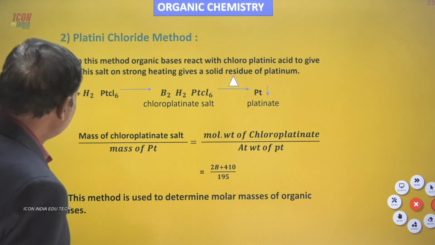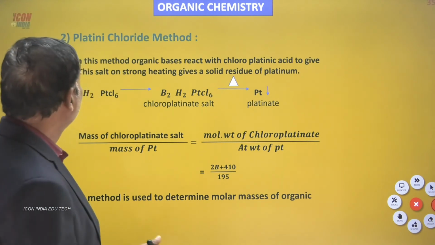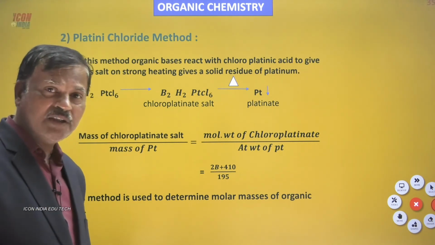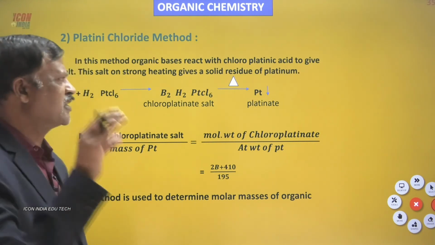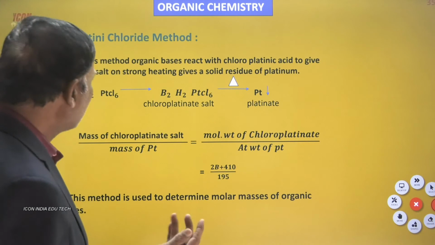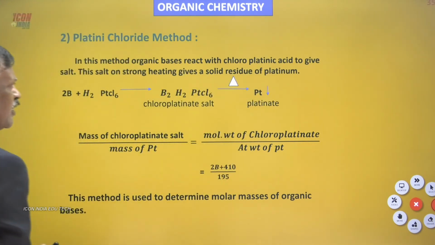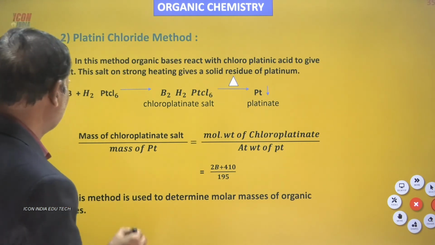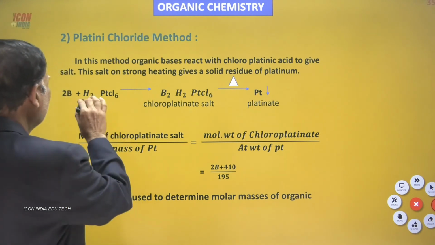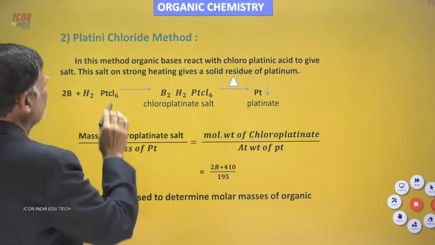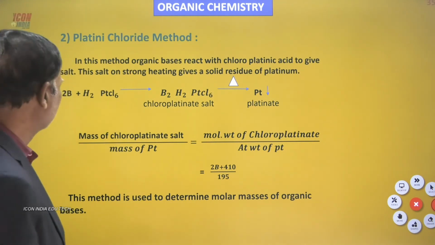Now, in this method, the chloroplatinic method or platinic chloride method, is useful to determine molecular masses of organic bases. Organic bases are amines. In this method, organic bases react with chloroplatinic acid, H2PtCl6, to give chloroplatinate salt. This salt on strong heating gives a solid residue of platinum.